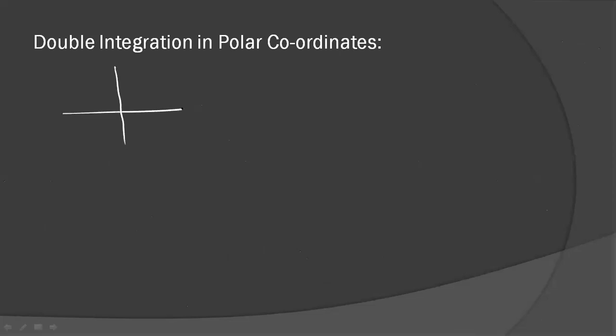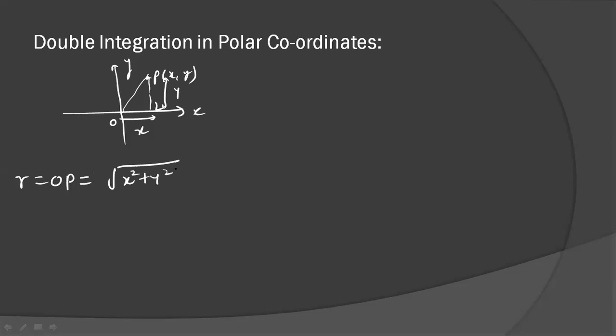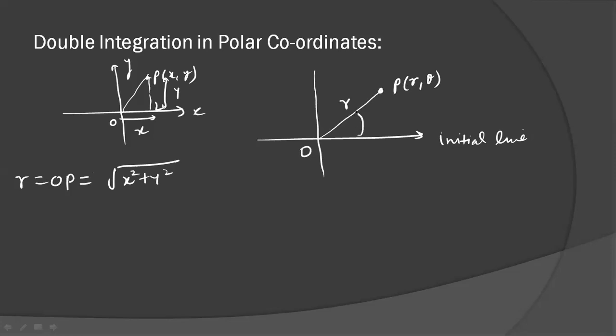You know that in the Cartesian system, the position of any point x comma y is given as this. This OL is called x and this PL is called y. And the distance between O and P is called under root x square plus y square. This is the Cartesian system. But in the polar system, this is called the initial line. This is called the pole. And the position of any point is given in the form of r comma theta. R is the distance and theta is the anti-clockwise angle with the initial line.